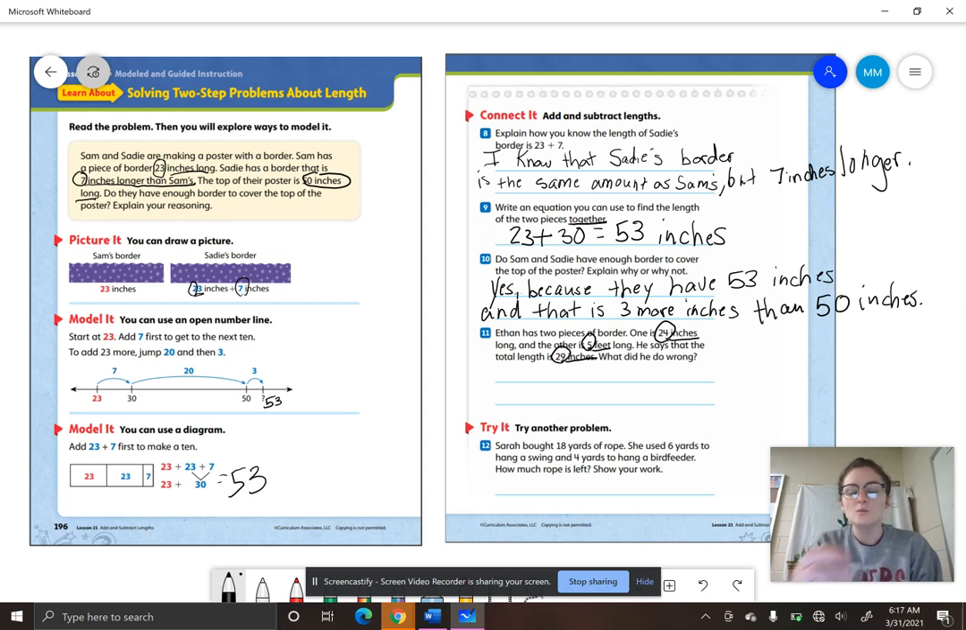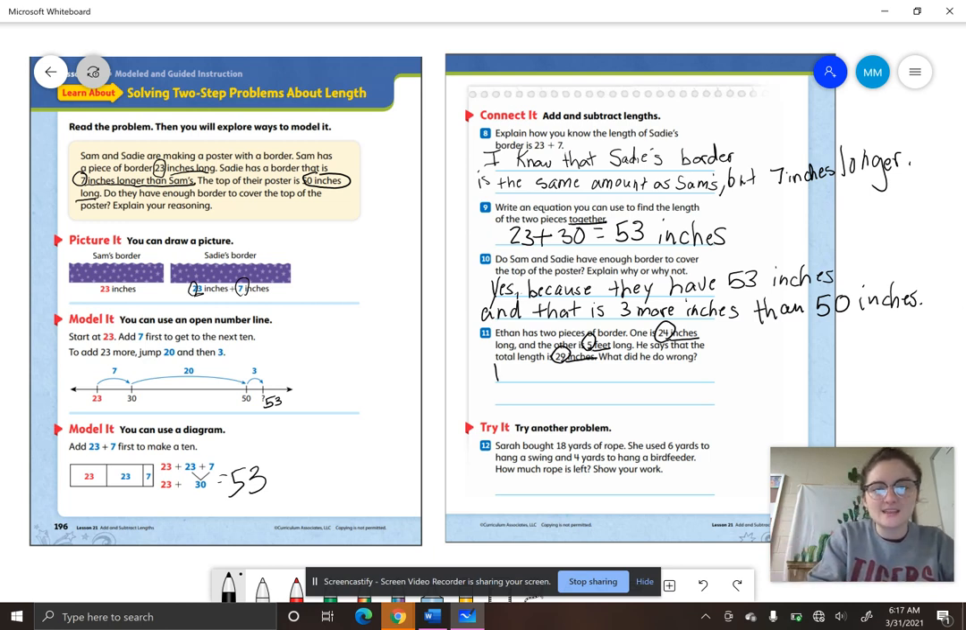Look at the important words that we underline. With 24, it was inches. 5 feet. What is wrong with putting those two parts together? They aren't the same unit. So what did Ethan do wrong? He didn't add the same units of measurement.